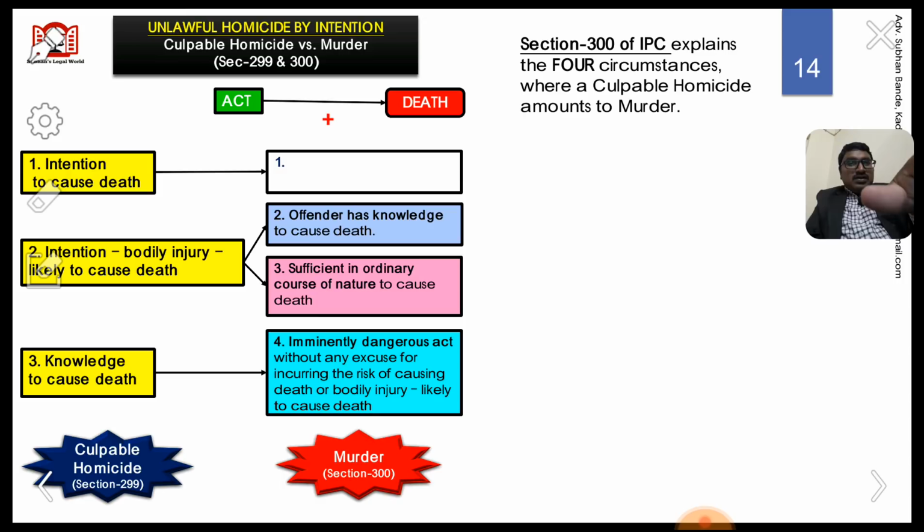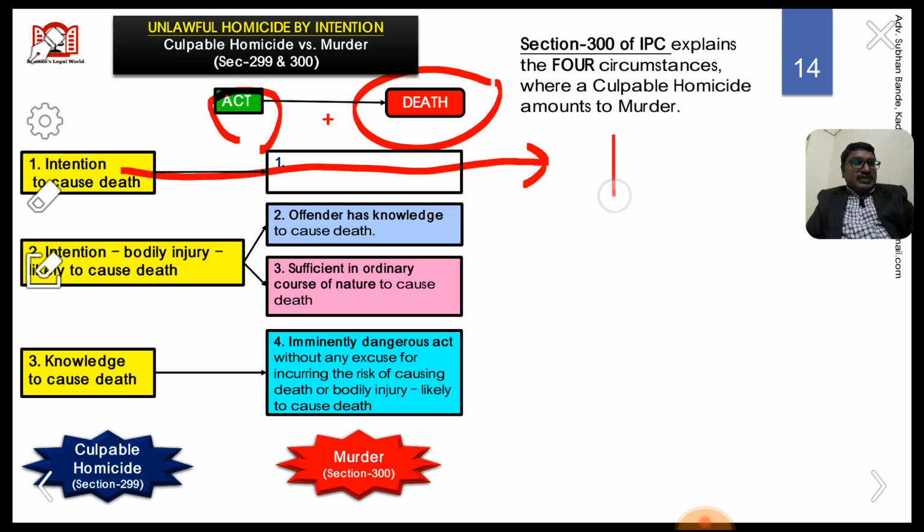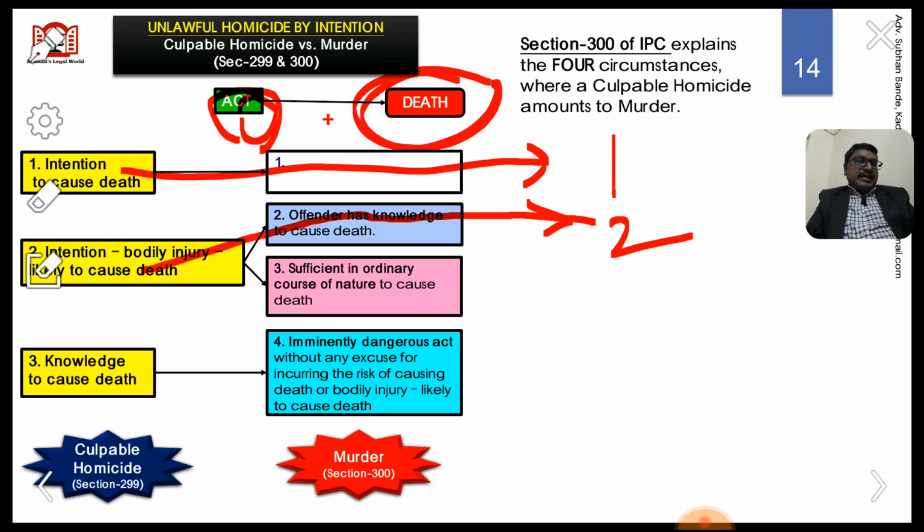Here, there is an act, and the result is death. Intention to cause death is the first kind of murder, or first circumstance where culpable homicide amounts to murder. The second one is an act, the result is death, and with the intention to cause bodily injury that is likely to cause death, with the knowledge to cause the death, is the second form.